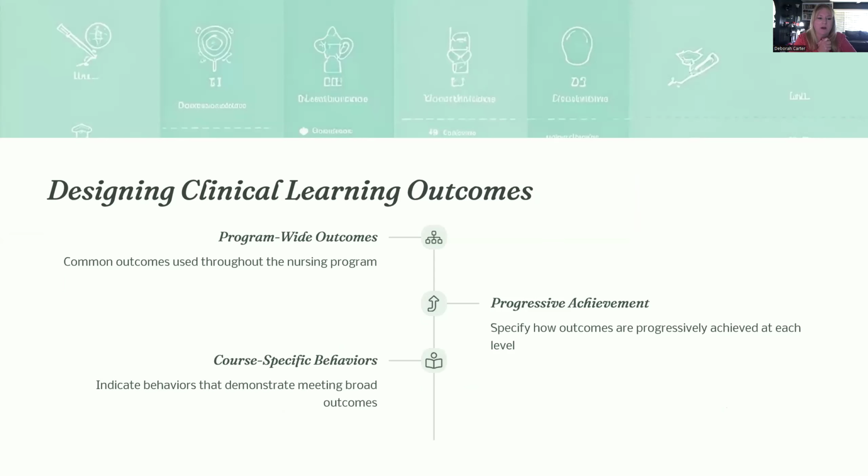Designing clinical learning outcomes: program-wide outcomes. These are common outcomes used throughout the nursing program, throughout the curriculum, and how they're progressively achieved at each level. Then you have course-specific outcomes for clinical. For example, the clinical outcomes in OB are going to be different than the clinical outcomes in mental health. So you have course-specific behaviors expected by the end of that semester, but you also have program-wide expectations in clinicals that are expected by the end of the program.